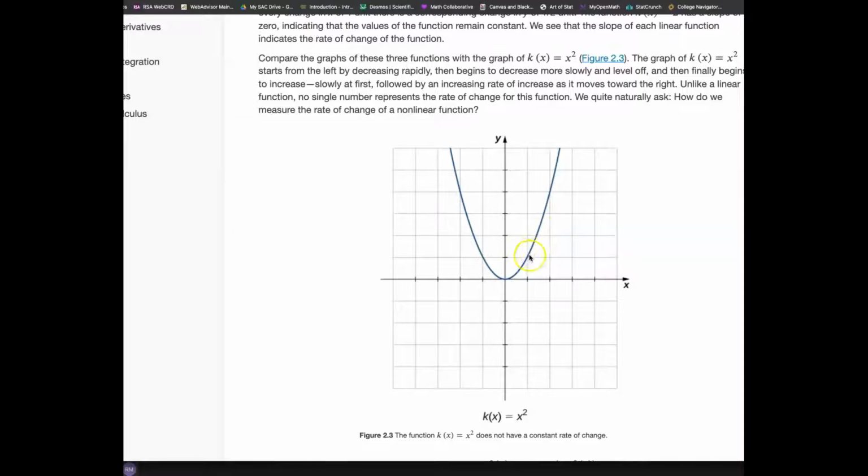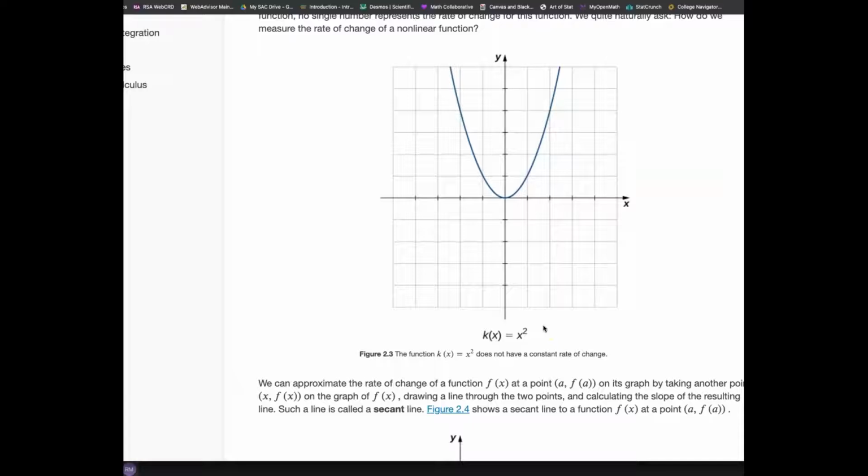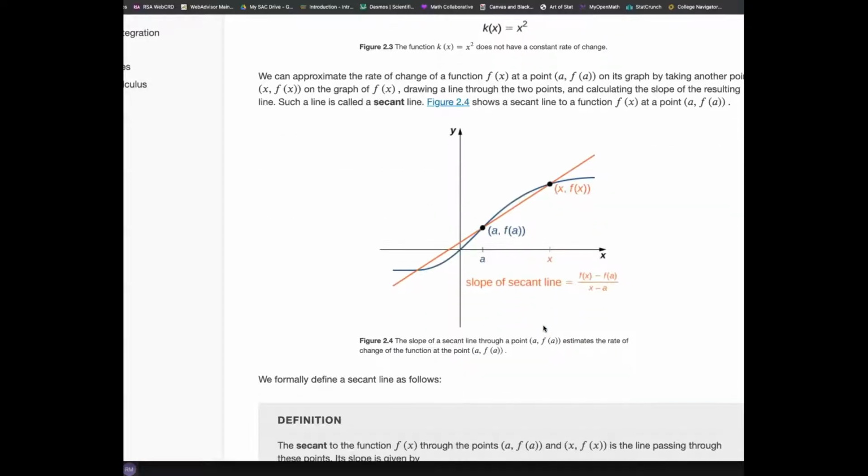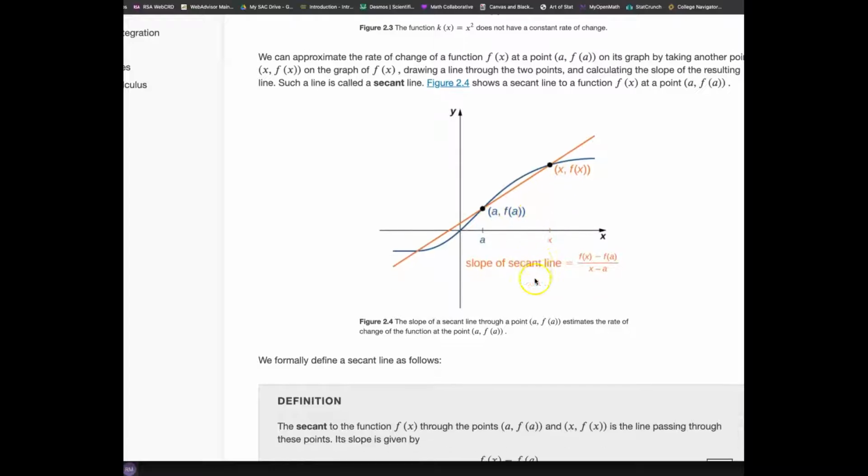So eventually, if we do that across an entire function, we can study how the function's increasing or decreasing and how fast it is. And that's what we're looking at. It's called the rate of change. And in order to do that, we just find the slope between the 2 points that we're looking at. Here's the slope of a secant line here.